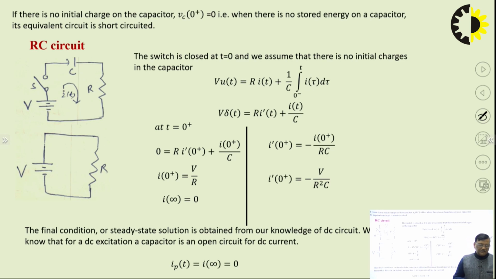The final current, or steady state solution, is obtained from our knowledge of DC circuits. We know that for a DC excitation a capacitor acts as an open circuit. So, the particular integral I_PT is equal to I infinite, that is 0.